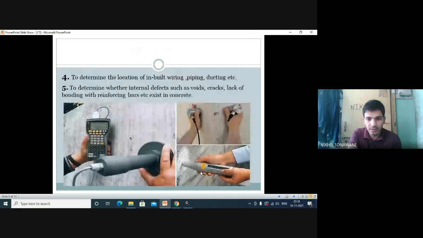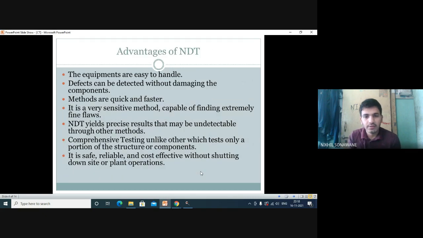And here are the images which I have shown. In these images, different NDT methods are being used, and nowhere is the structure being harmed or damaged. They are used on the surface. This can be seen in all these three photos. Then the advantage of using the NDT method is that the equipment is easy to handle, because these are not very large equipments and can be easily carried to the site.